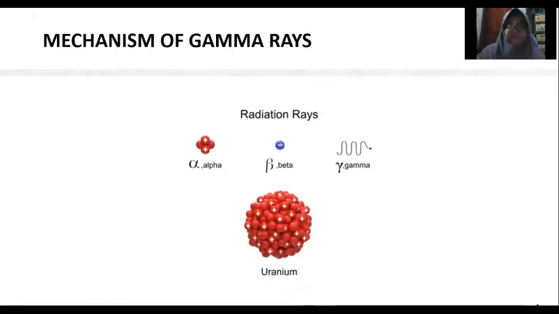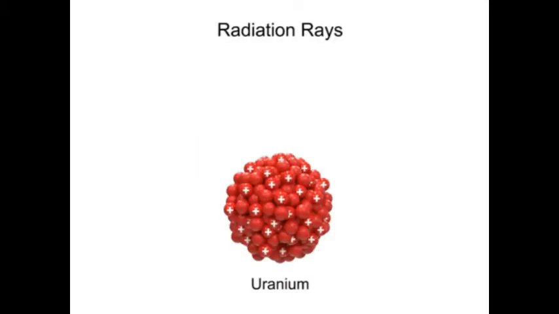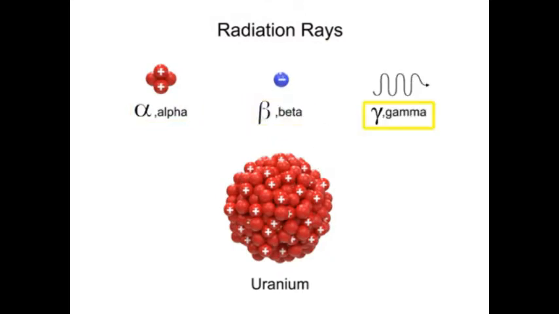Next is the mechanism of gamma rays. You can see the mechanism of gamma rays in this video. The nucleus of radioactive material emits three different types of radiation rays, called alpha, beta, and gamma.